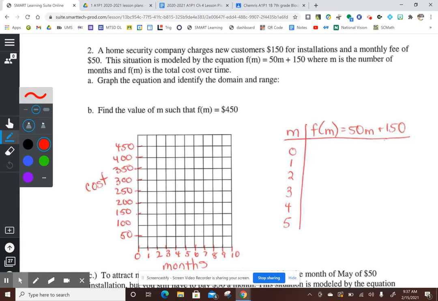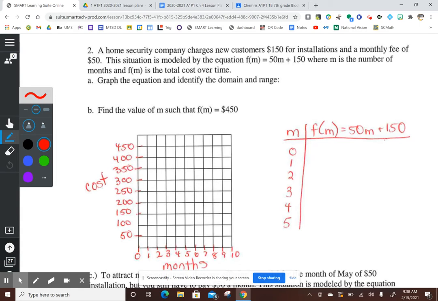And on page 20, it says a home security company charges new customers $150 for installation and a monthly fee of $50. This situation is modeled by that equation where M is the number of months and f of M is the cost over time. They want us to graph and identify the domain and range.